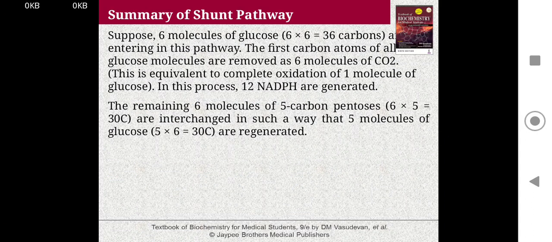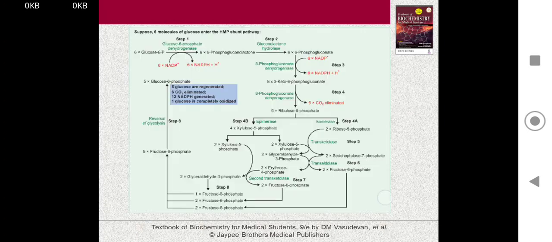Now the summary. Suppose 6 molecules of glucose enter into this pathway. The first carbon atom of all glucose molecules is removed as 6 molecules of carbon dioxide. This is equivalent to complete oxidation of 1 molecule of glucose. In this process, 12 NADPH are generated. The remaining 6 molecules of 5 carbon pentose are interchanged in such a way that 5 molecules of glucose are regenerated.